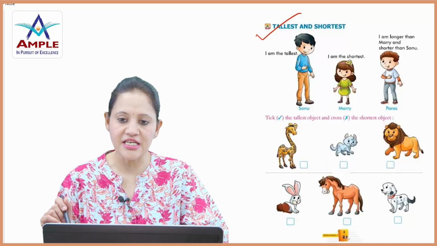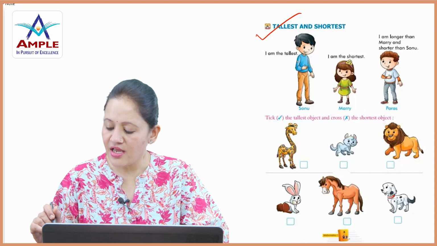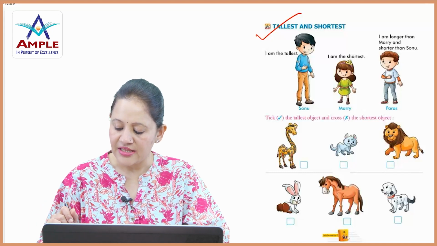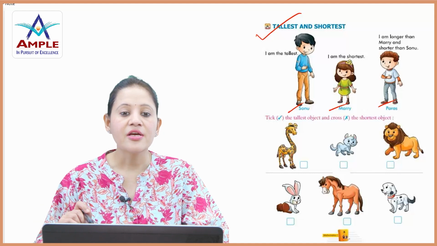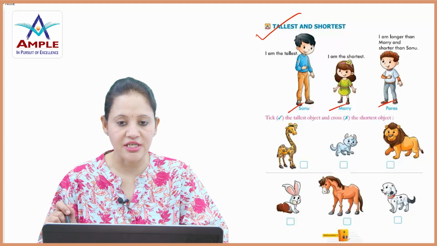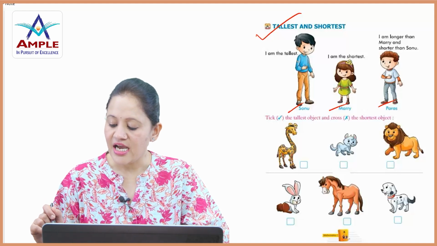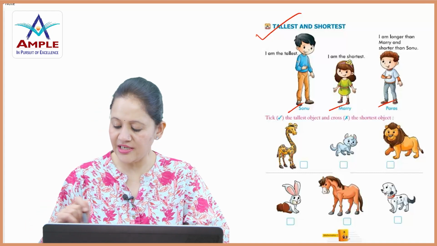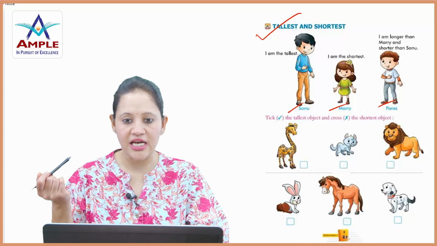So here you can see two boys and one girl. Here I am longer than Mary and shorter than Sonu. So this is Sonu, Mary and Paras. Three persons are there. Sonu is saying I am the tallest. Mary is saying I am the shortest. And Paras is saying that I am longer than Mary but shorter than Sonu. Clear? By looking at their height you can easily tell who is the tallest one and who is the shortest one.